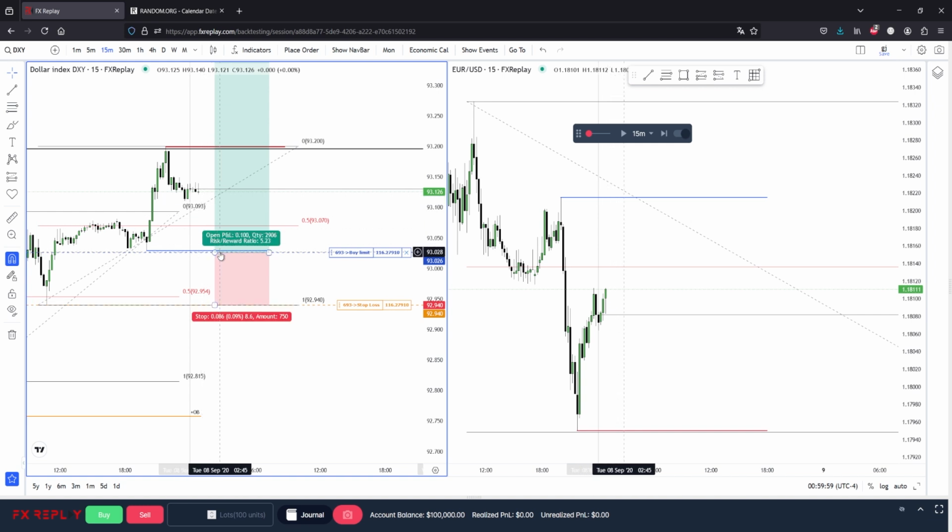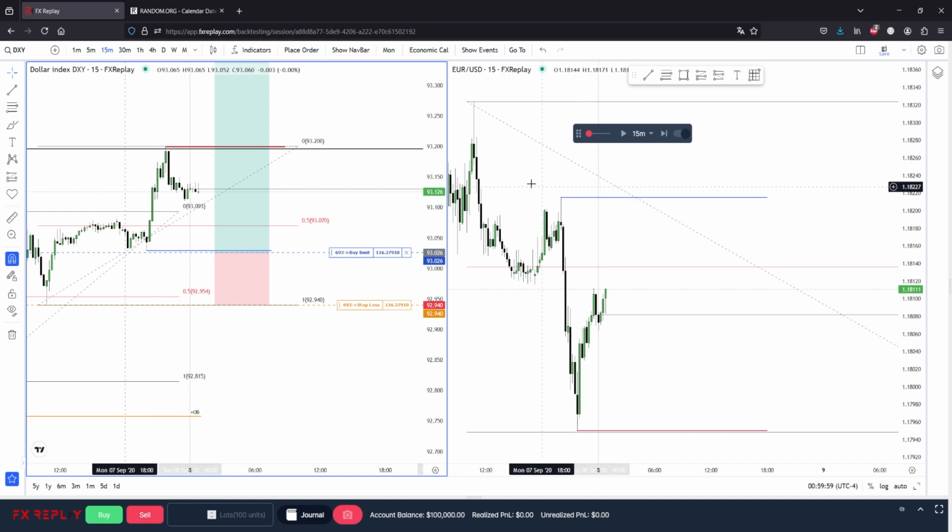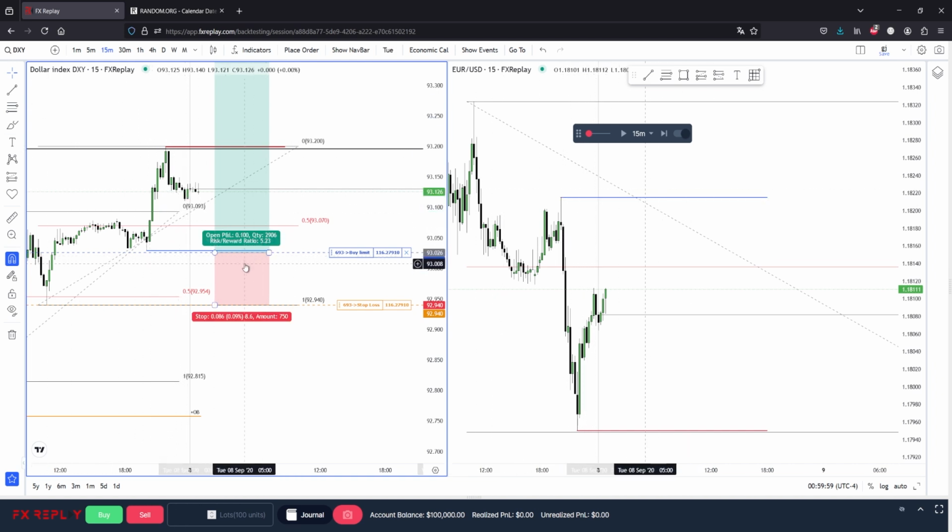Now, there's one thing: we might miss this entry if this low does not get taken out, but the high gets taken out on Euro USD, right? If that happens, that is fine, because SMT is good if you want to have a high probable smart money reversal. So let's see how price develops over here.